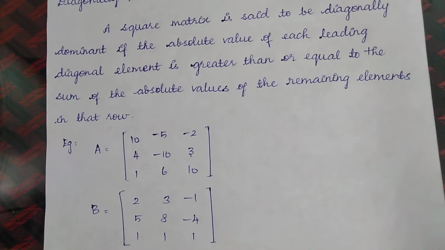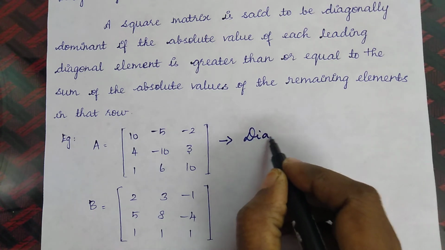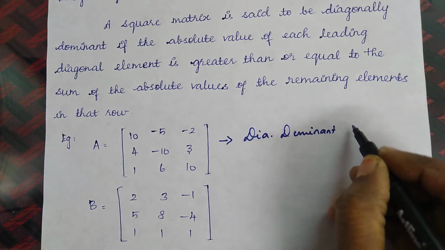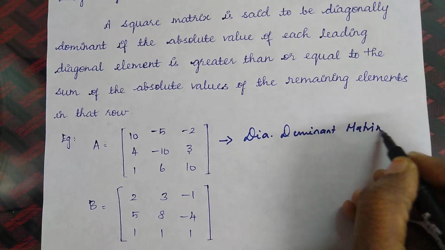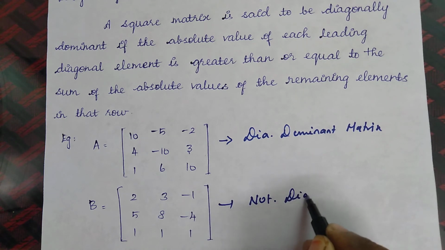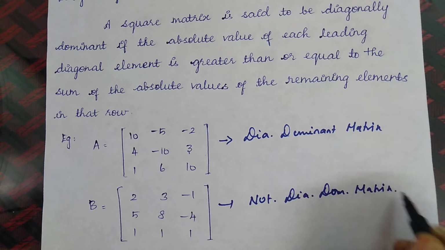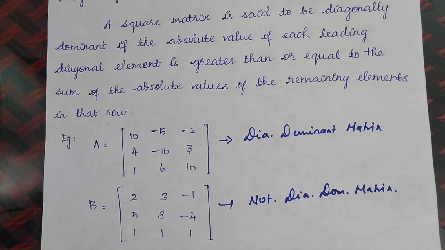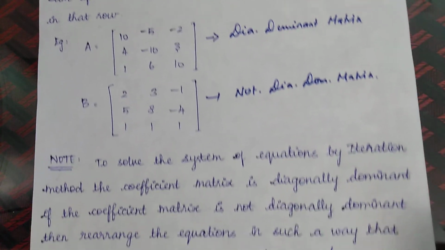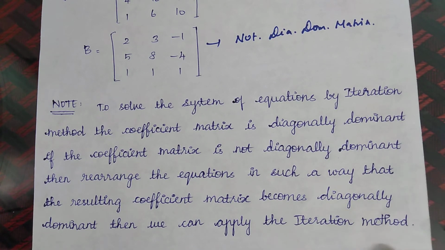So A is a diagonally dominant matrix and B is not a diagonally dominant matrix. So it's an important 2 mark question: define diagonally dominant. We can write the example also. Here I have written a note, and based on the note, in the next topic we are going to do the problems.